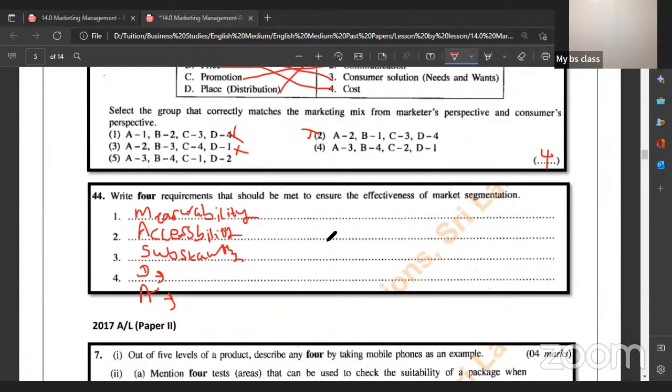Right, differentiability and actionable. And remember, those are the factors you need to consider for effective market segmentation. Then the bases used to segment the market are geographical, demographical, psychological, and behavioral factors.